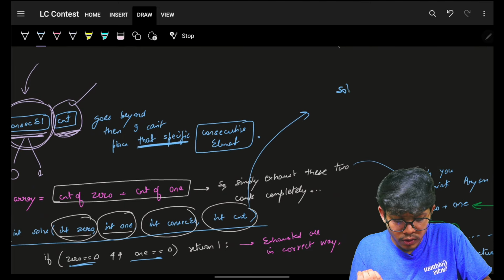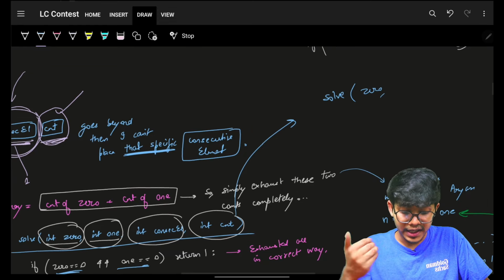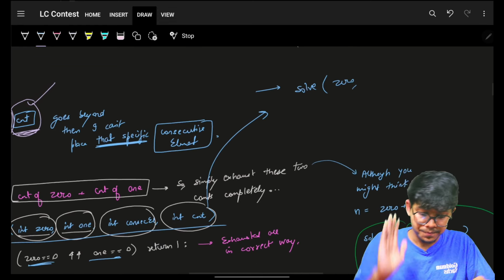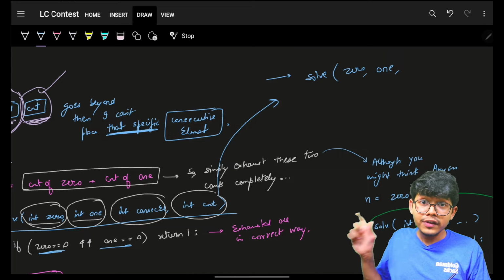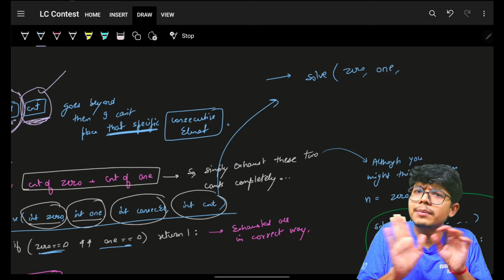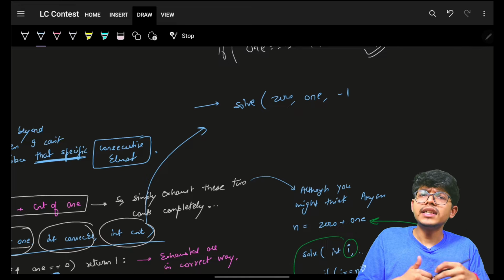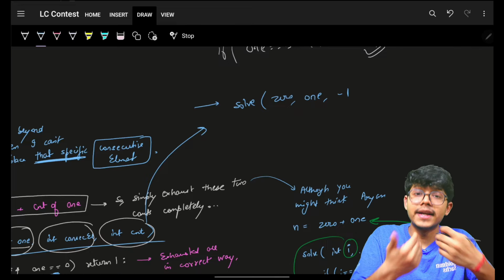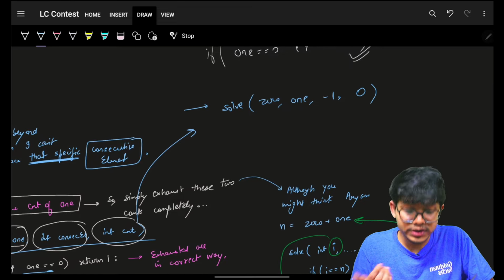I will simply say, okay, in the very beginning, I will have zero number of zeros. Again, I'm calling from my main function. And in the very beginning, I have one number of ones. In the very beginning, my consecutive element, okay, I have no consecutive element so far. So arbitrarily pass any number. Let's say I pass in a default value of -1. And then the count is also 0 because I have no such element.